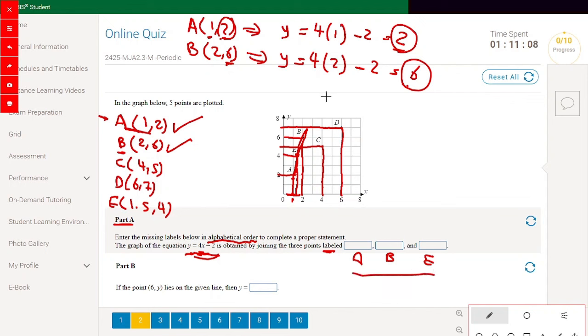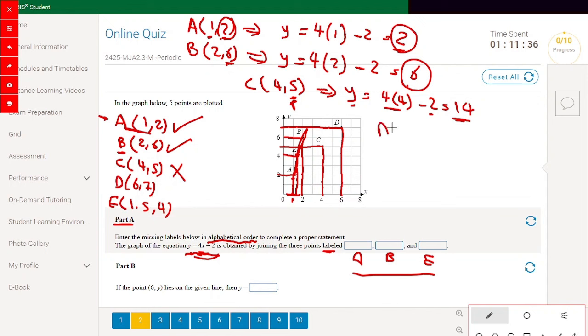Now, for C, which is (4, 5), y will be equal to 4 multiply 4 minus 2. So the answer here will be 16 minus 2 is 14. So y here is not the same as the y coordinate of C. So C is not a solution.